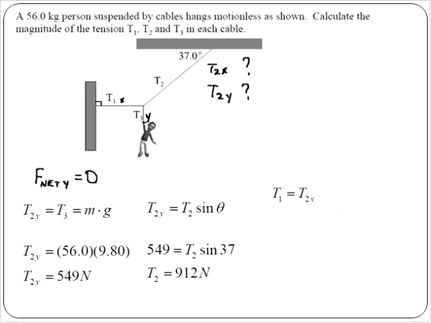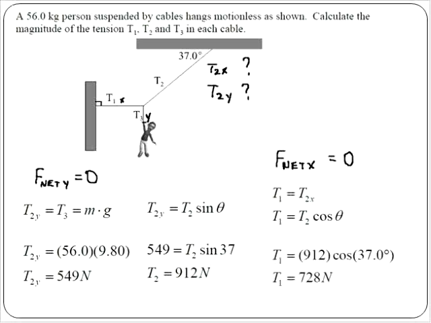So in other words, we can say that, right? Remember, F net x is also equal to 0. So forces left equal forces right. So tension 1, which was an x, is equal to tension 2, x. In other words, the x component of tension 2. So in other words, T1 equals T2 cosine theta. And the rest is easy. Plugging your numbers. We already know that T2 was 912 because we just calculated that using T3. And now we know that T1 equals 728 newtons.